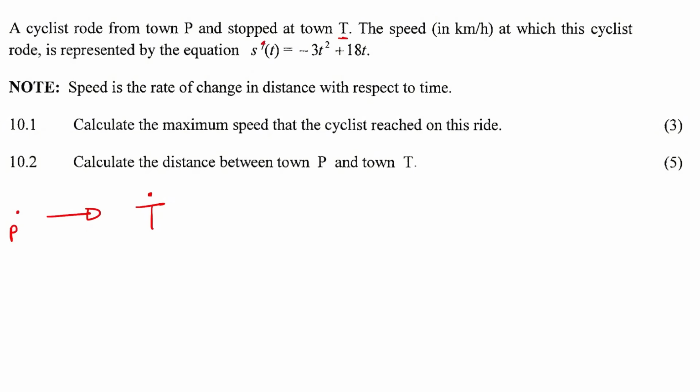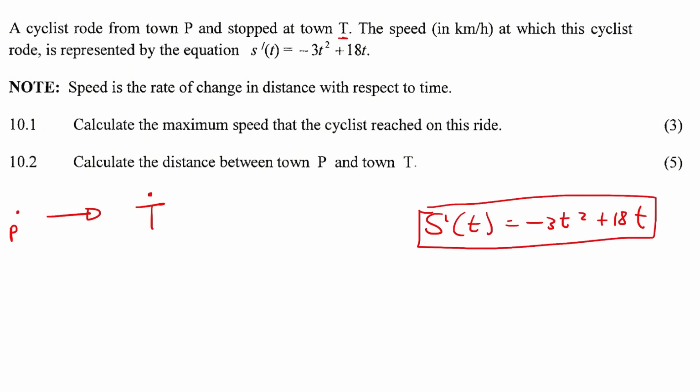So completely don't worry about that line over there. That is the equation for speed. So speed is going to be that equation over there, plus 18t. Now it says, calculate the maximum. When you calculate the maximum of anything, you have to take the first derivative. So you have to take the first derivative of the speed equation.